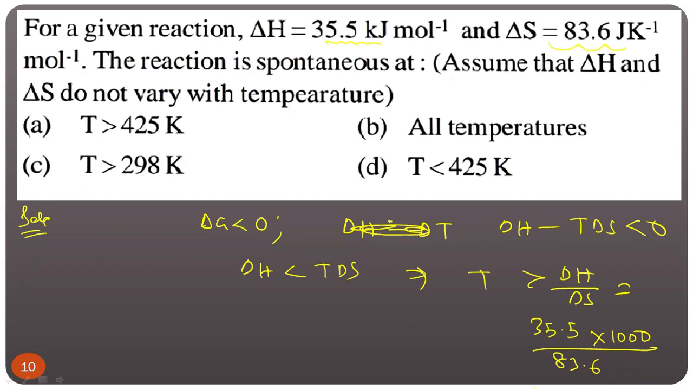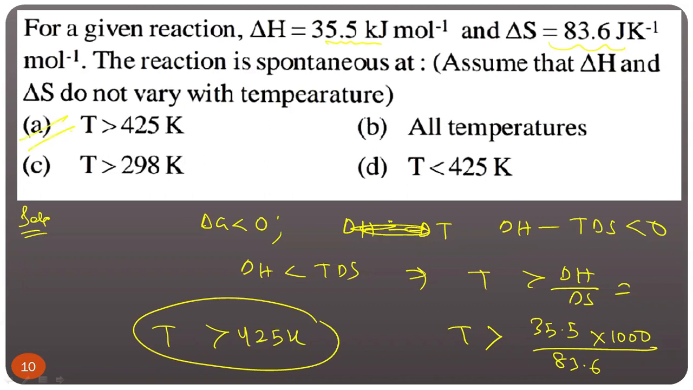Now can you solve this? Yes, if you solve this, you will get the answer. I think after solving, we are getting T is greater than 425 Kelvin. Look, it has come. So we will say A is the correct option. Is it clear to you?